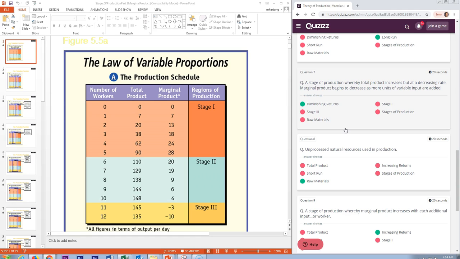Diminishing returns. Which stage of production is that? Diminishing returns right here in stage 2. Stage 2.